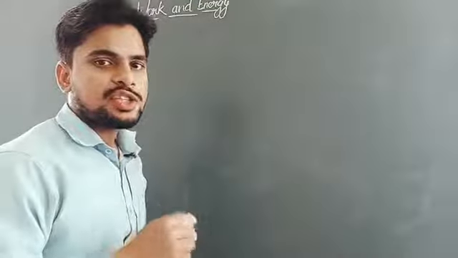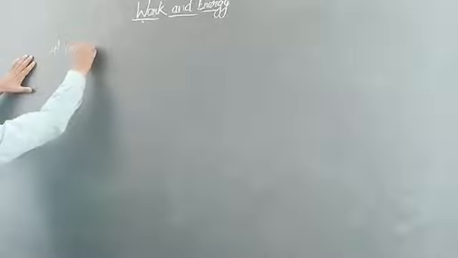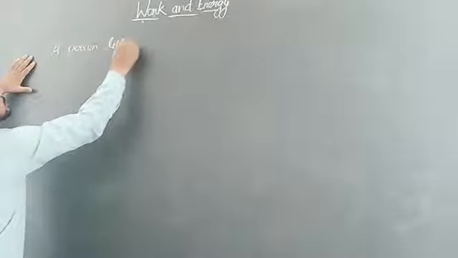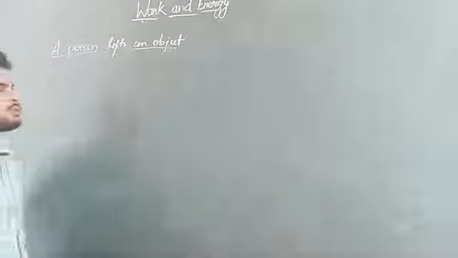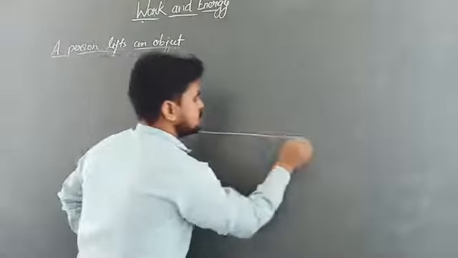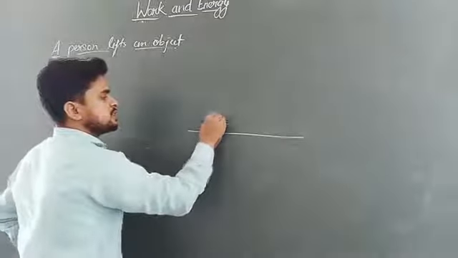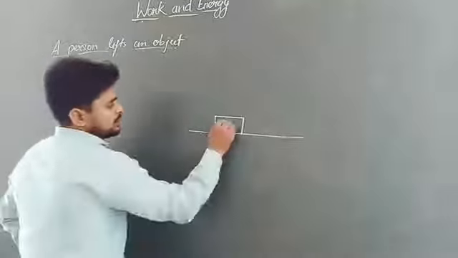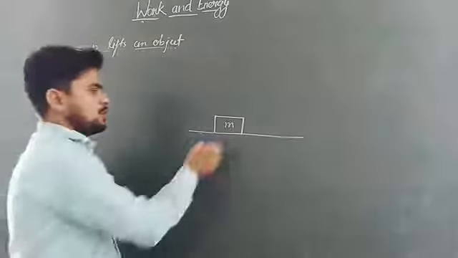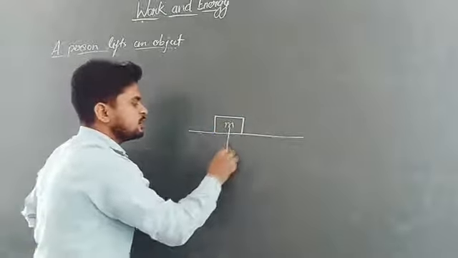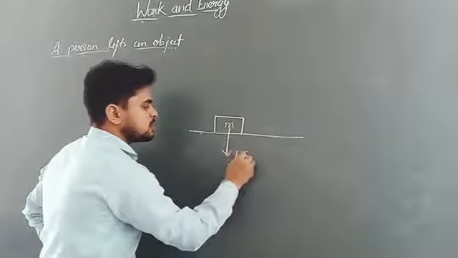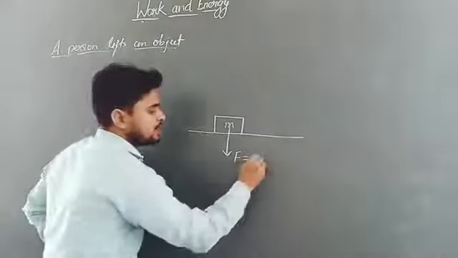Okay. Now we will take some situations and try to find which type of work is there. First, we take a person lifts an object. Let us see which type of work is in this situation. Suppose this is the floor on which there is an object placed. This object has certain mass m, and you know when it is placed here, then there is a force of gravity acting in downward direction, and this force of gravity is equal to weight of this block, that is we can say m into g.